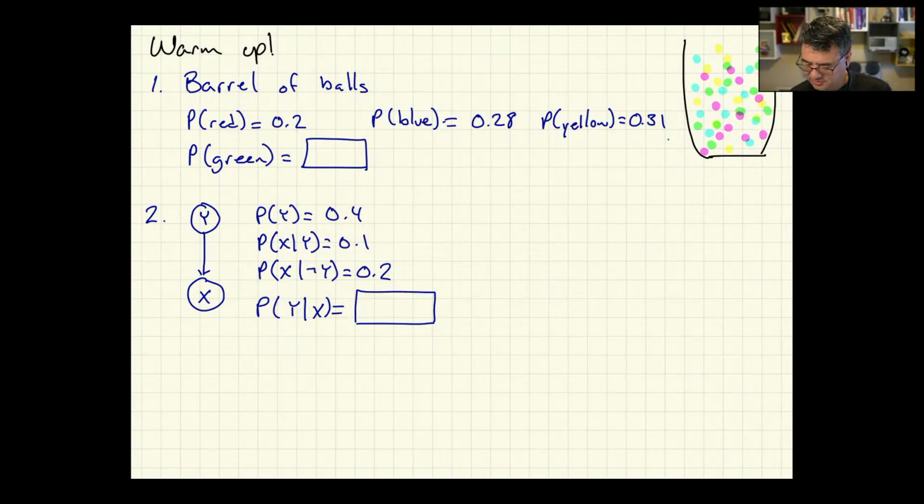So in the first question, we have this barrel of balls that has a whole bunch of balls thrown in it. If you were to pick out a ball at random, there's a 0.2 probability that the ball you'll pick is red, a 0.28 that it's blue, and a 0.31 that it is yellow. What is the probability that the ball you're going to pick is green?